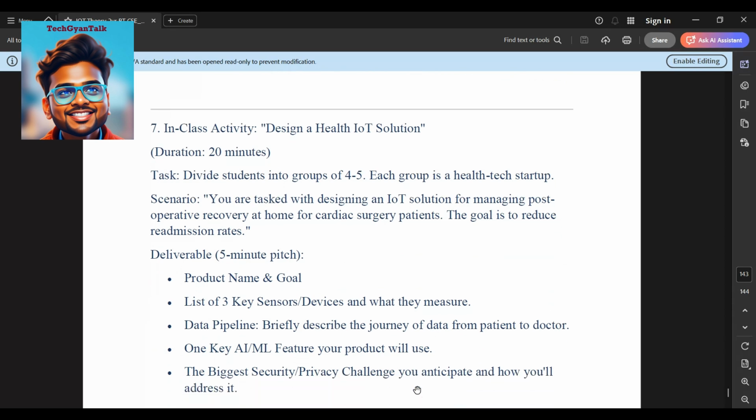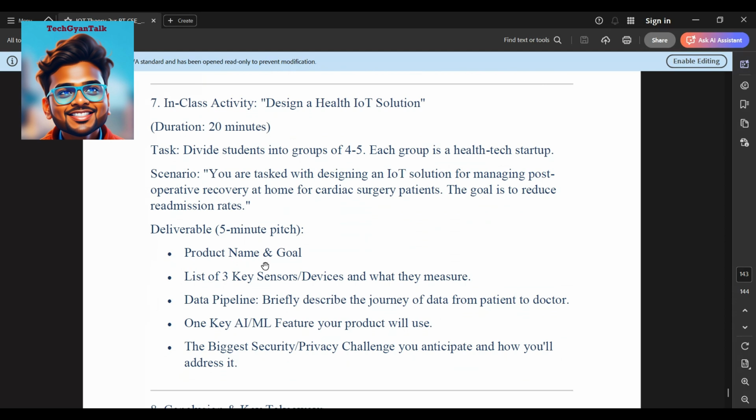This is something for additional learning, like an in-class activity using health IoT solutions. We can form 4 to 5 groups in the class. Each group is a health tech startup. Your task is designing an IoT solution for managing post-operative recovery at home for cardiac surgery patients. The goal is to reduce readmission rates.